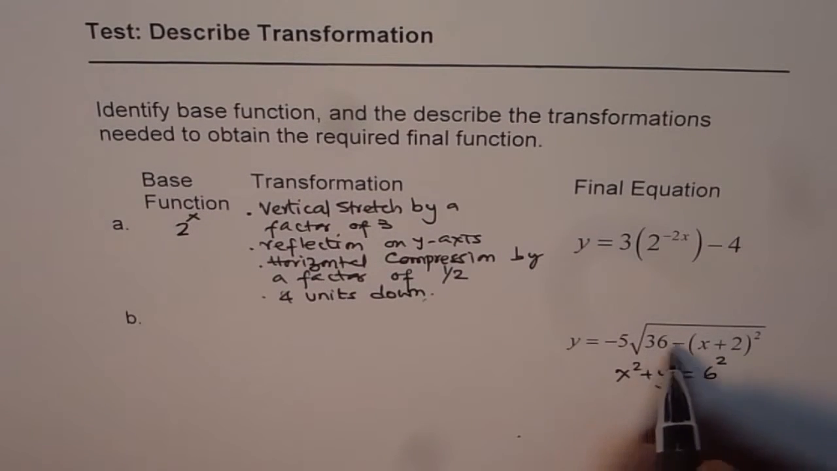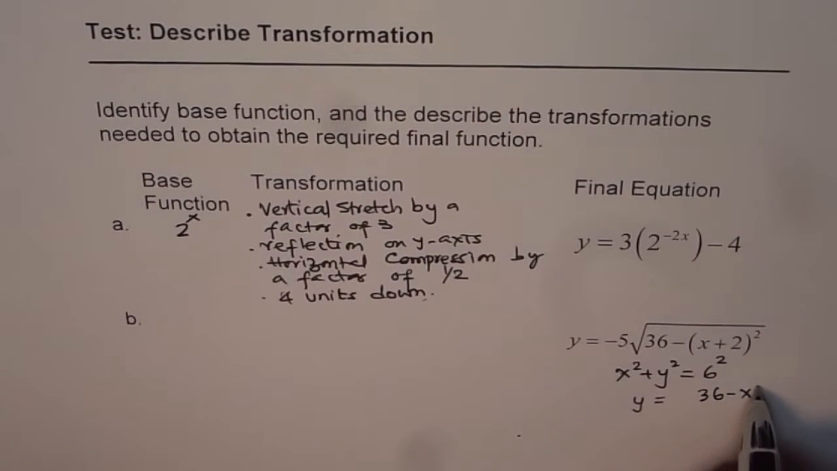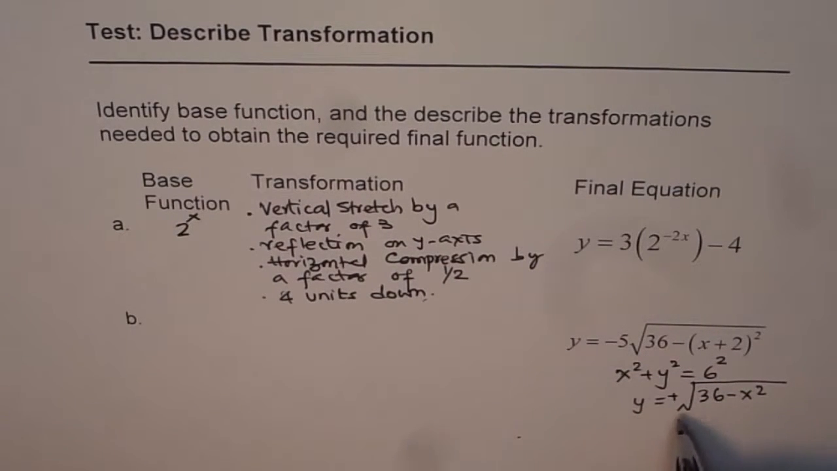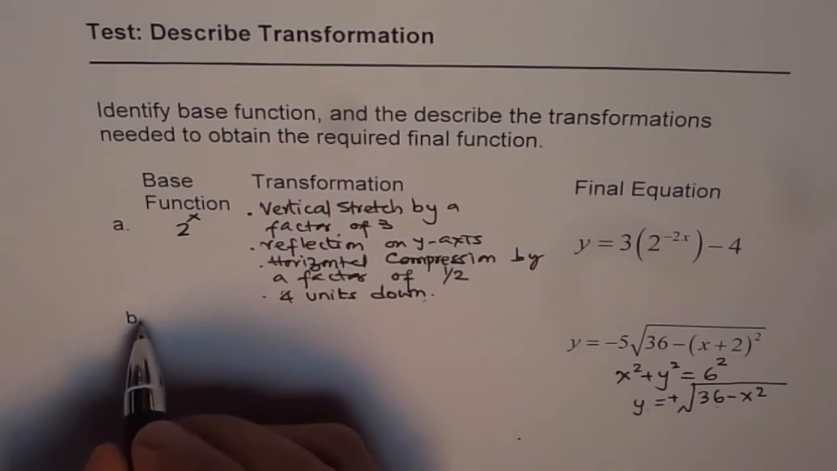So if you are considering the positive half, you can write this as y equals, we'll take x squared on this side, 6 squared is 36, minus x squared, and then square root, and since we are taking it as a function, just a positive part, right? So that becomes our equation. So it's a circle, which is the base function here. So this is your base function, y equals, this is a semicircle.